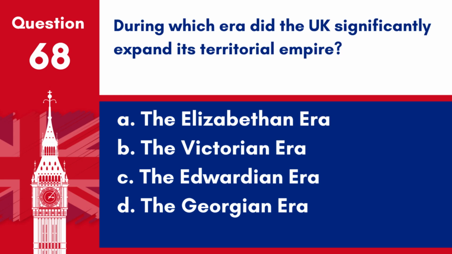Question 68. During which era did the UK significantly expand its territorial empire? A. The Elizabethan era. B. The Victorian era. C. The Edwardian era. D. The Georgian era. Answer: B. The Victorian era. The British Empire expanded significantly during the Victorian era under the reign of Queen Victoria from 1837 to 1901.